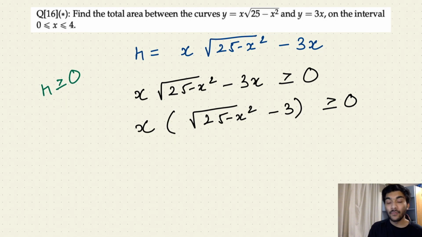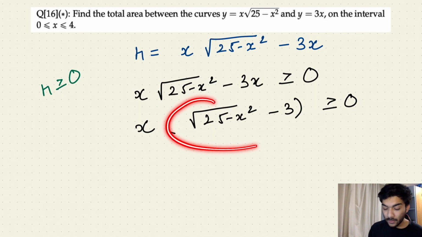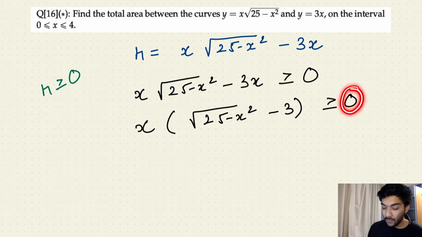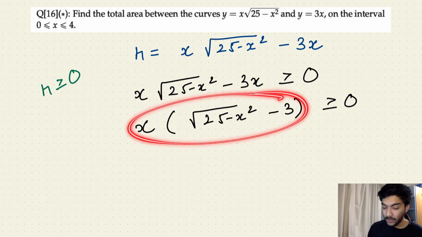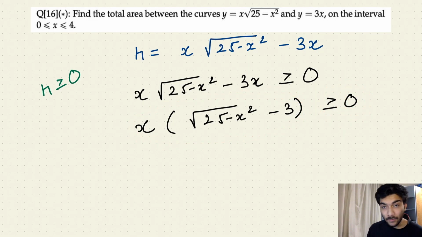Because we know that when we multiply a positive term with a positive term, we get a positive term, right? So that is why we know for sure that x is greater than or equal to 0. So this expression over here should also be greater than or equal to 0 if we want our whole expression to be greater than or equal to 0. I hope that makes sense.